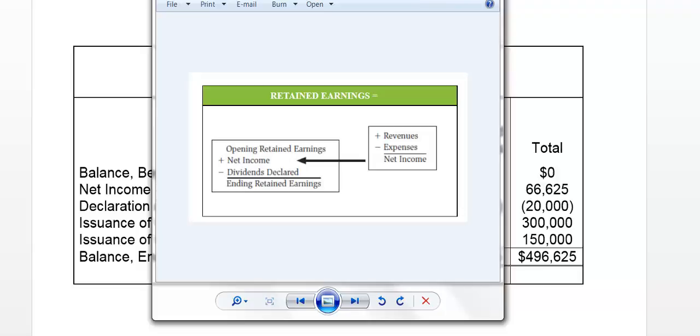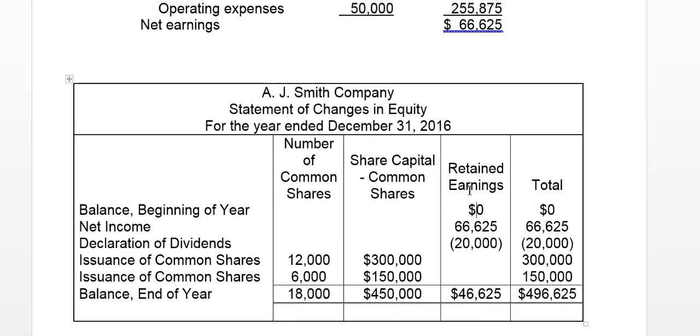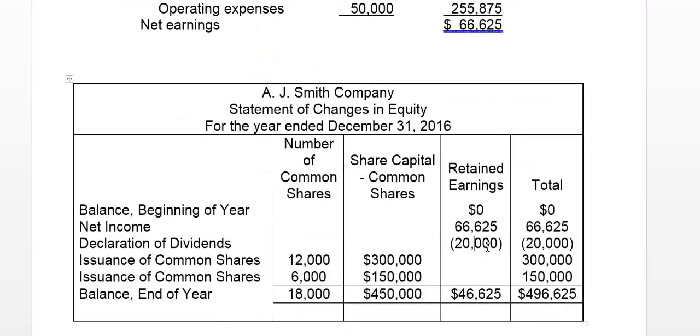So if we go back here, we know that we had income of $66,625. We calculated that up here. And we know from the question, they told us that we declared dividends of $20,000. So we have $46,625 in retained earnings. So the total dollar value of common shares and the total dollar value of retained earnings should give us the total shareholders' equity. And this is the number that would appear, this $496,625. This is the number that would appear on our balance sheet, or statement of financial position as they call it.